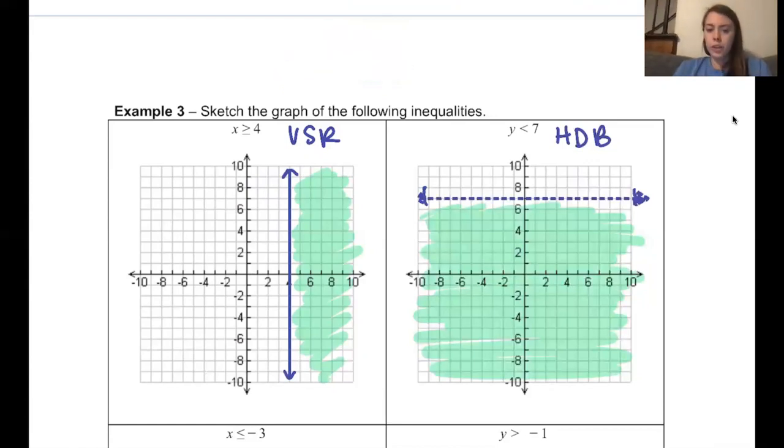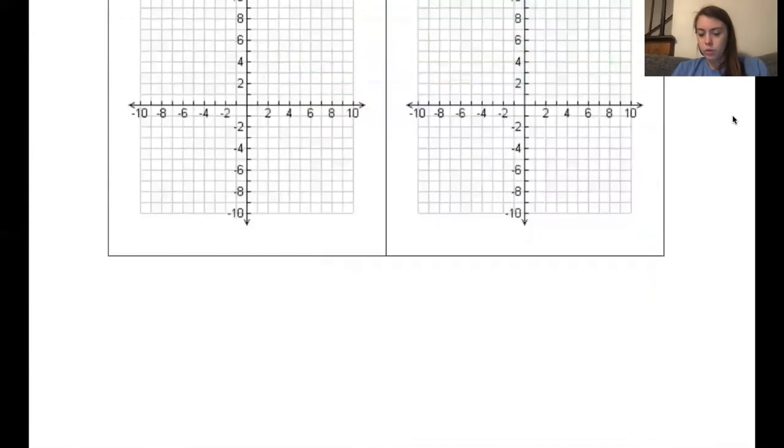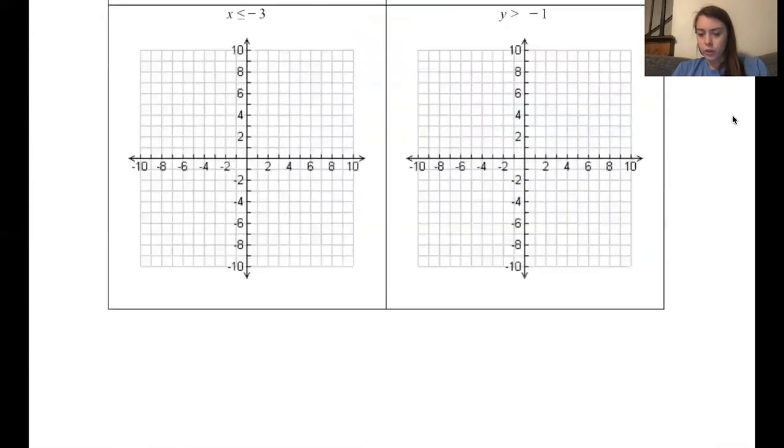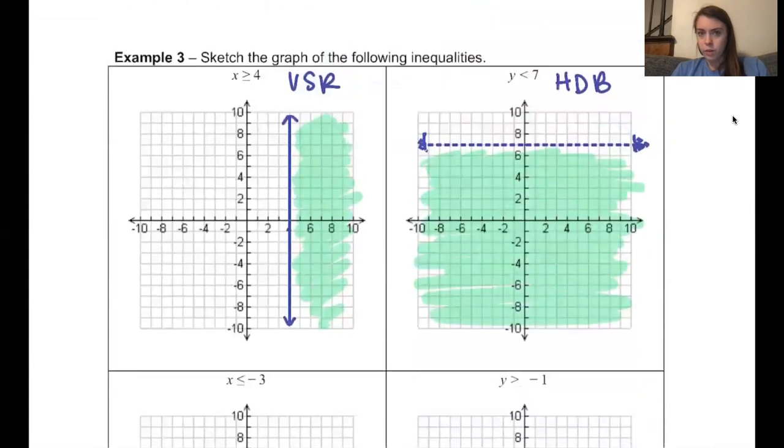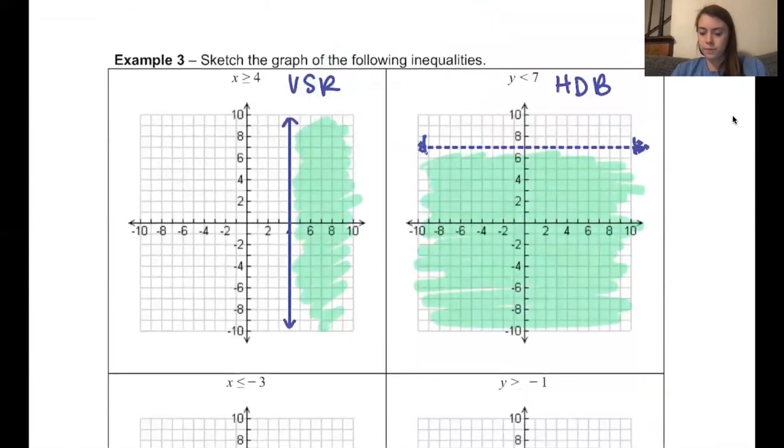So good work here. We'll do 2 more together, and then I want you to do the last 4 by yourself. But I'll give you a little bit more time for this one.